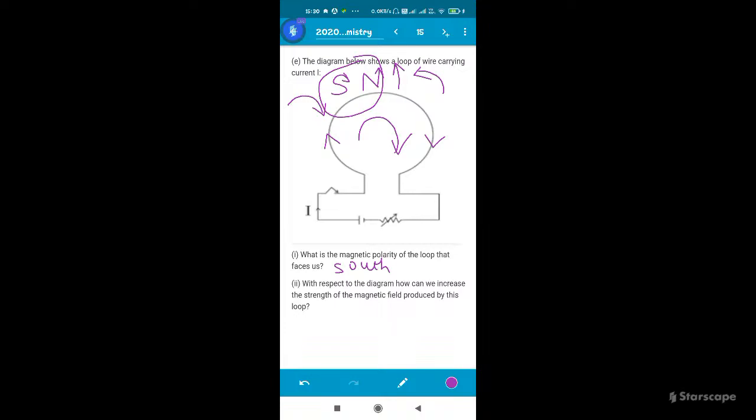Now your next question is, with respect to the diagram, how can we increase the strength of the magnetic field? Over here we see that there is only a single loop, and obviously we cannot increase the number of turns, it is not a solenoid. So the only thing we can do is increase the amount of current. If we increase the current, the magnetic field produced will also increase in strength. Okay, so I hope it is clear.